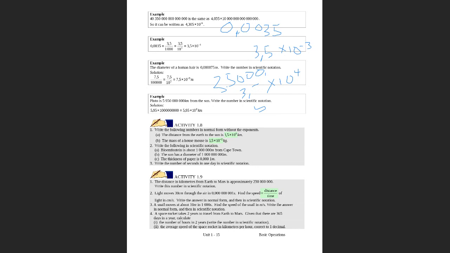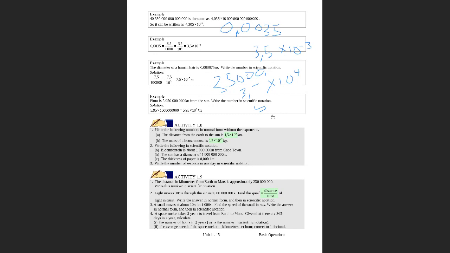Okay. So please, that is scientific notation for you. Here you see that the diameter of a human hair is 0,00007, which is a very small number. So in scientific notation, here you go 1, 2, 3, 4, 5. The original comma is to your left, so it will be 7.5 times 10 to the power negative 5, as you see.